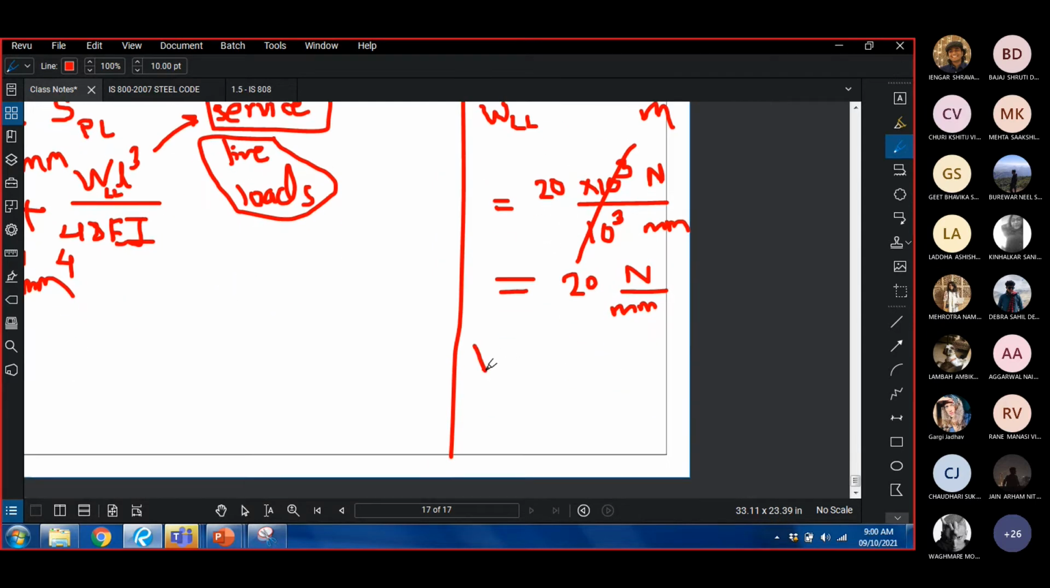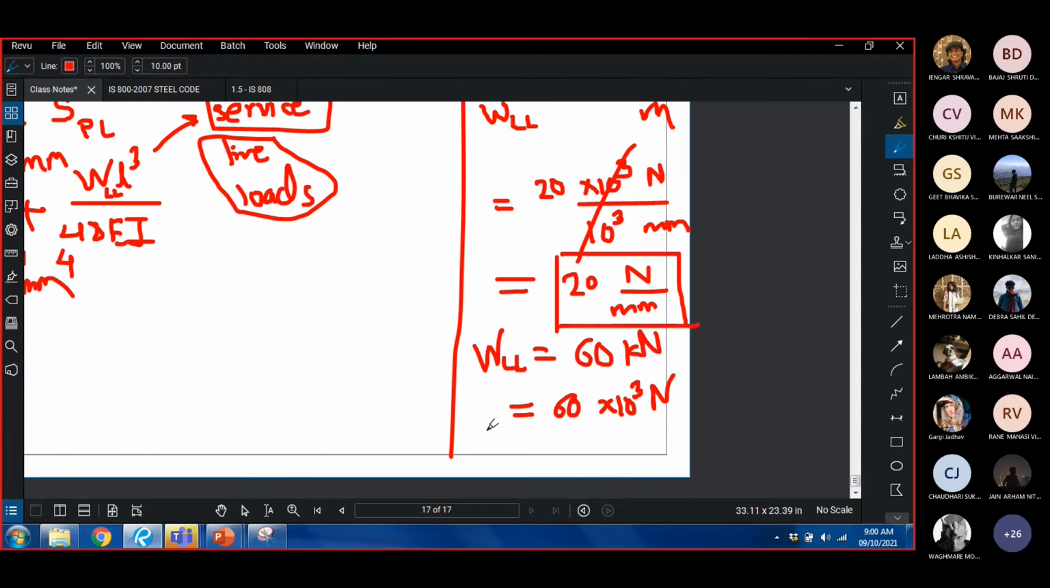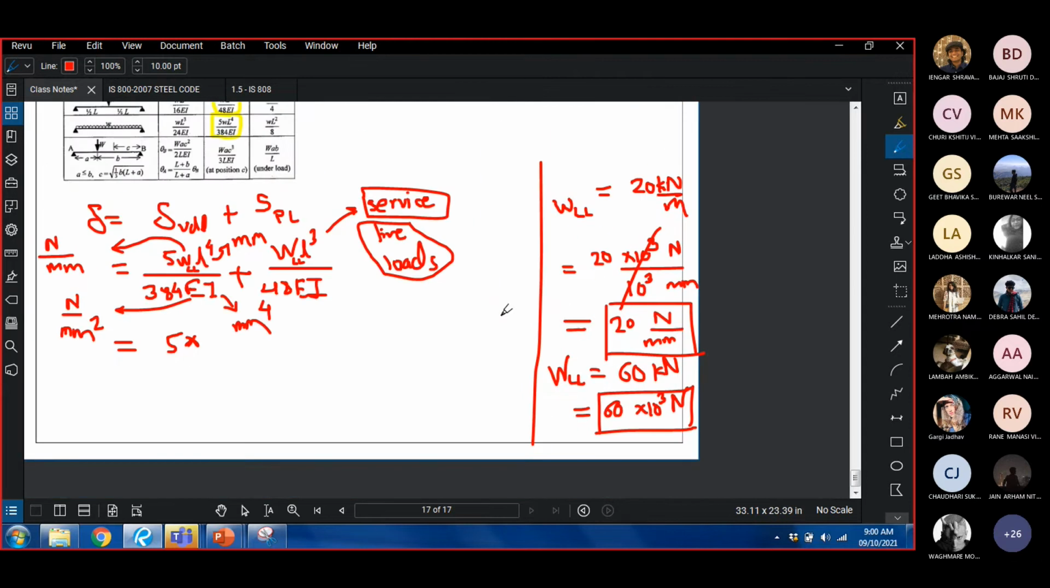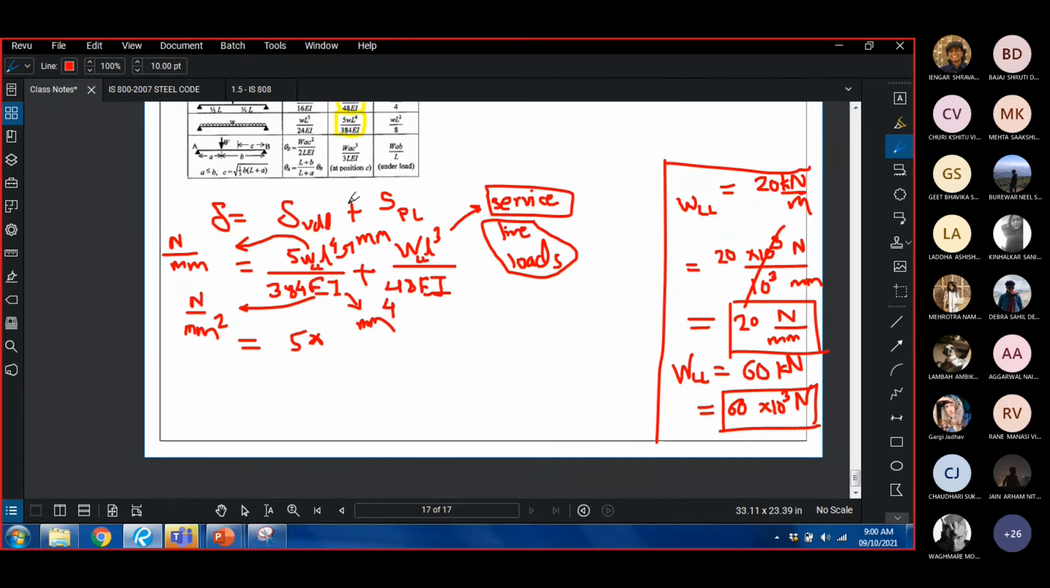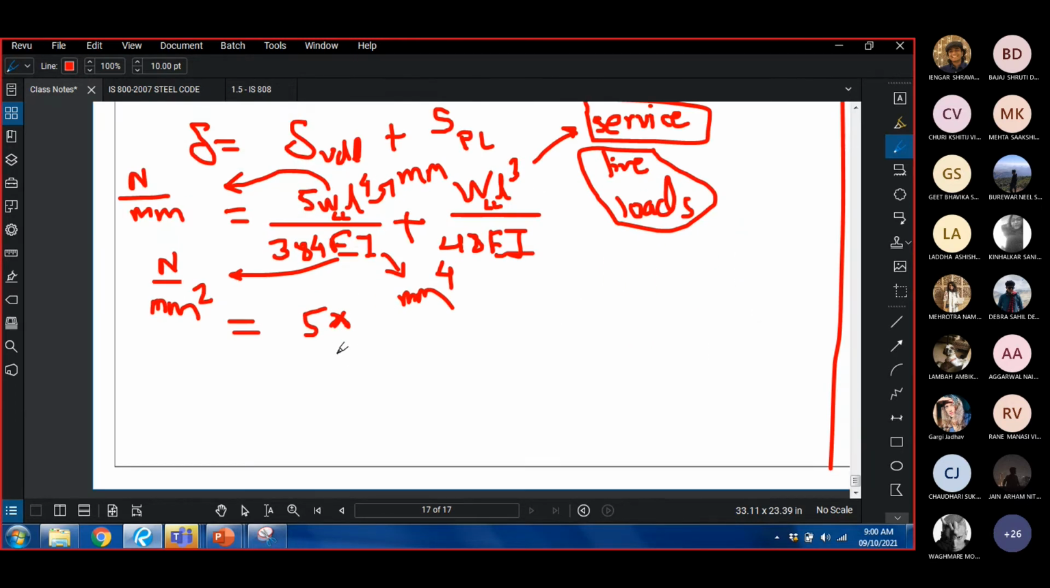Okay. Then what we have is capital W live load is equal to 60 kilonewton. So this is equal to 60 into 1000 Newton. So this is what we'll substitute in the equation. Okay, this is what you should intuitively understand while solving anything. This is not a part of our standard procedure. This is something that you should intuitively understand.